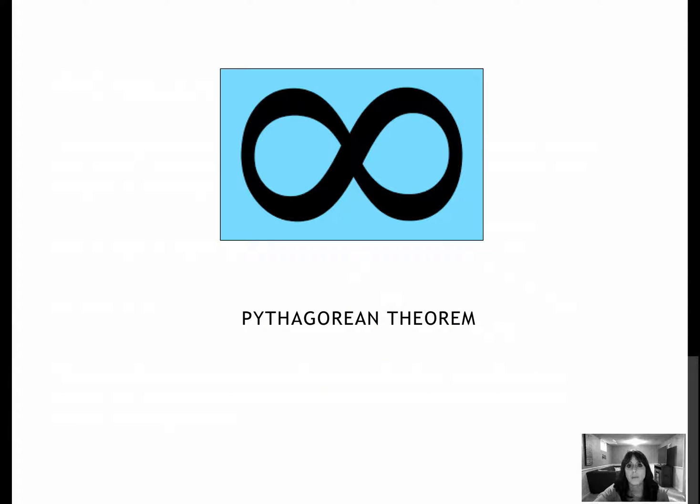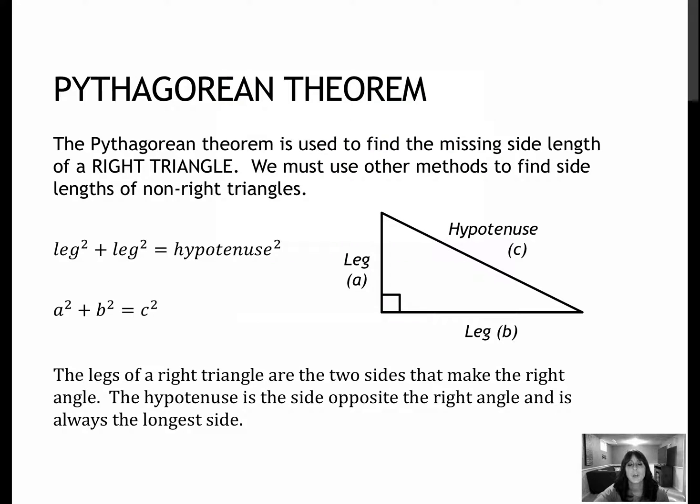This lesson is on using the Pythagorean Theorem. So the Pythagorean Theorem is only used in a right triangle, so right triangles only. If you don't have a right triangle, you'll have to use a different method.